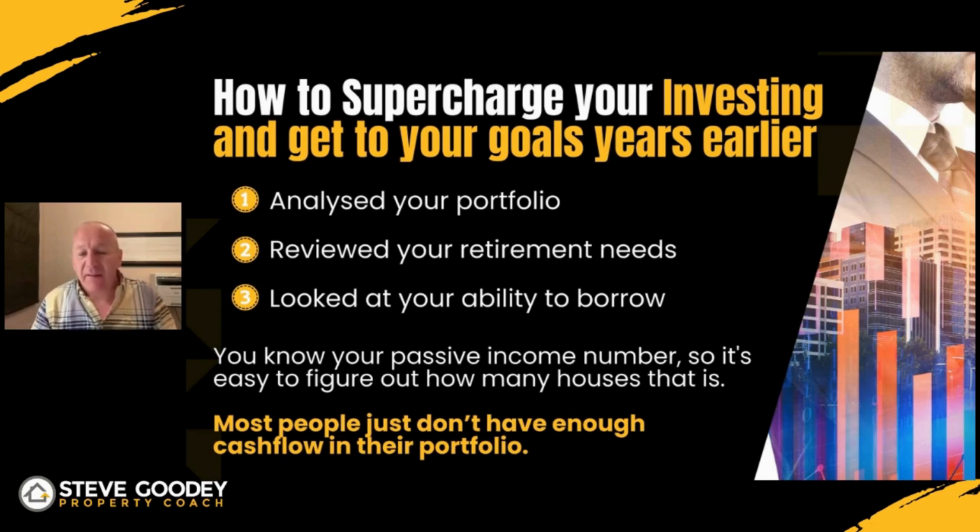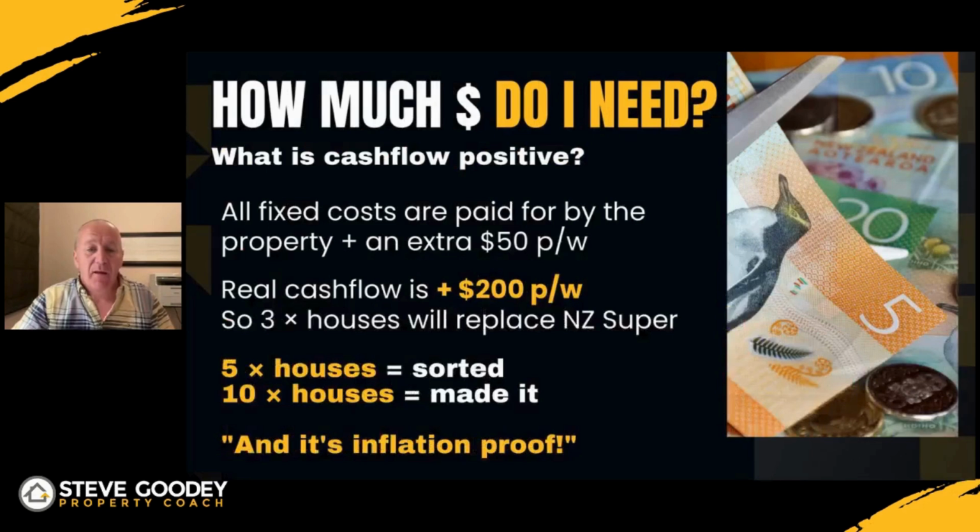So you know what your passive income number is. So really then it's actually not terribly hard to figure out how many houses you need, based on an average house cash flow, to be able to not need any more houses ever. Again, not to buy any more houses, just to have the cash flow that you're targeting and looking for. So let's have a quick deep dive: how much money do you need?